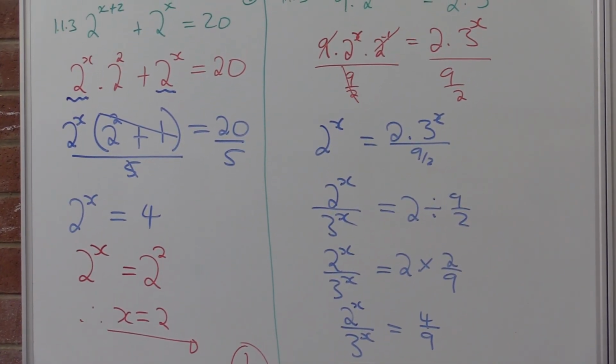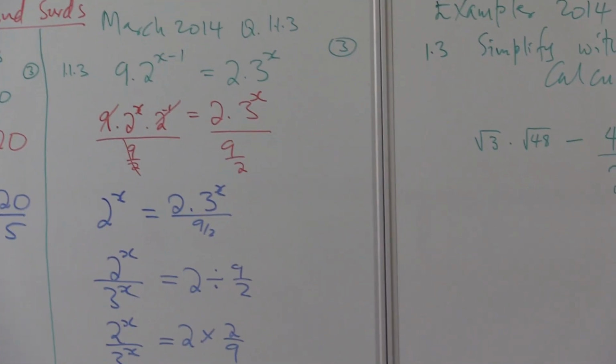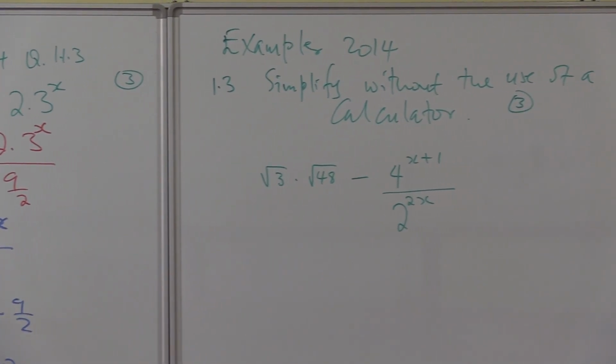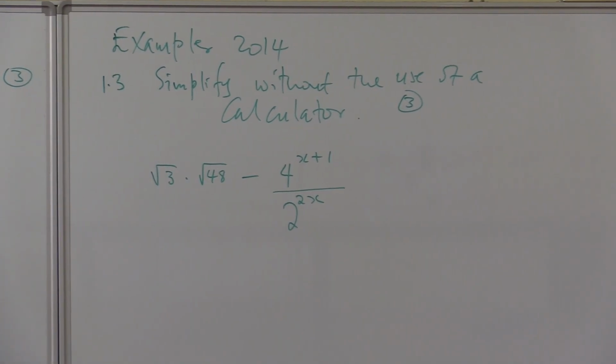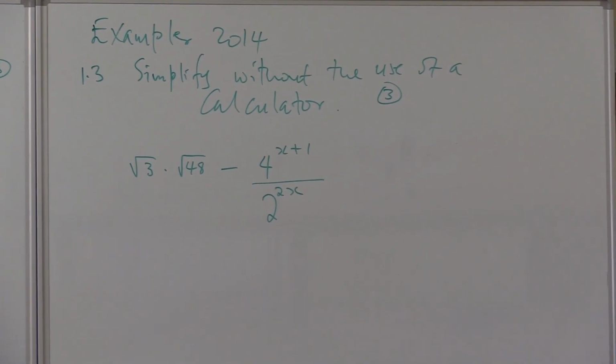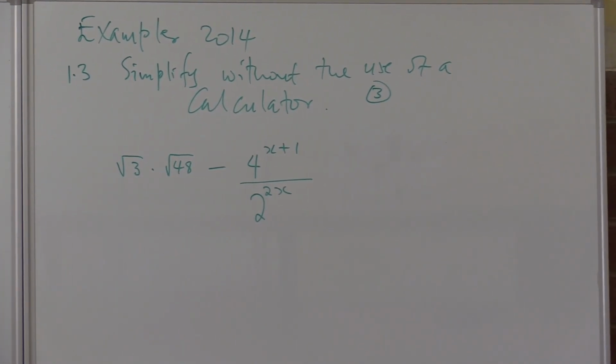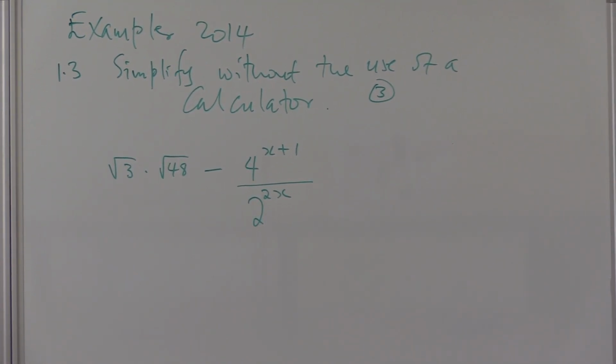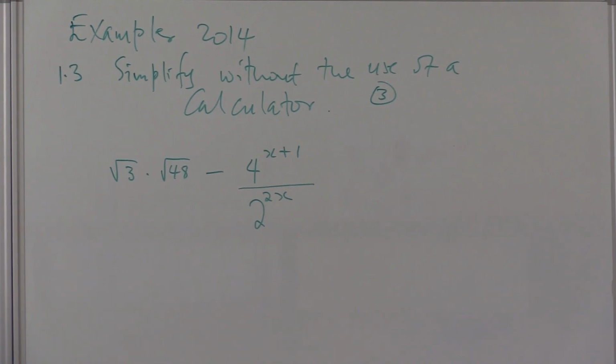Let's look at the last one. Simplify without the use of a calculator. This one involves surds. These signs here, we call them surds. They involve a square root, or a cube root, we call them surds. Simplify without the use of a calculator. All right, this is what we have. We need to simplify this without the use of a calculator.